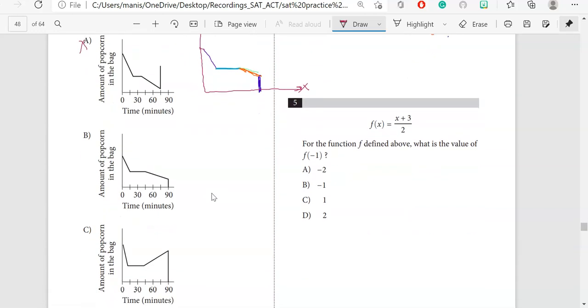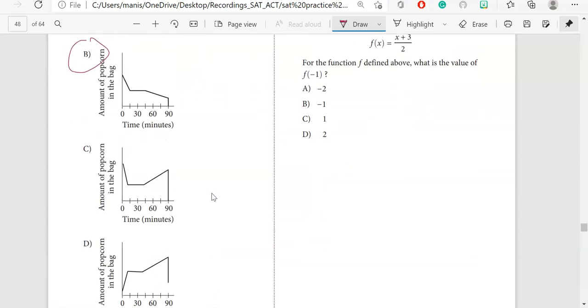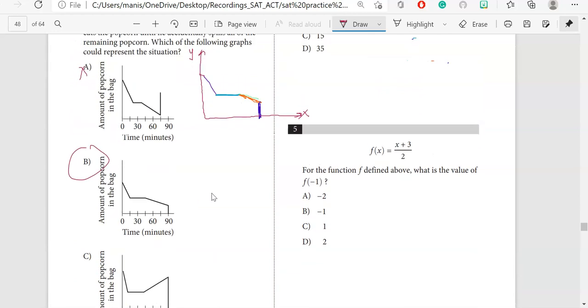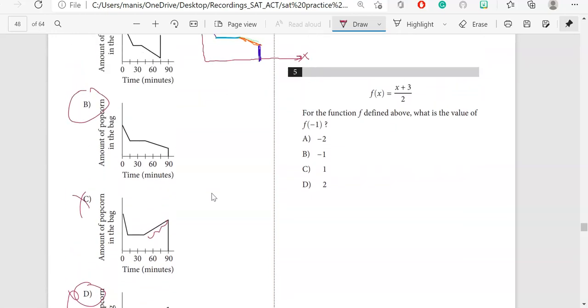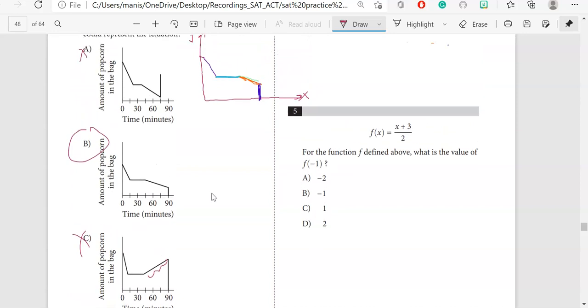Now look at this one, this and B option, it looks the same as my graph. And again, in this case also, as you can see, suddenly at this portion the amount of popcorn is increasing. You know, it's going up. So it cannot be the correct choice. And in this one also, you can see the amount of popcorn is increasing. So it cannot be the answer. Every time when he eats, the amount of popcorn decreases. So option B is the correct answer choice for this question.